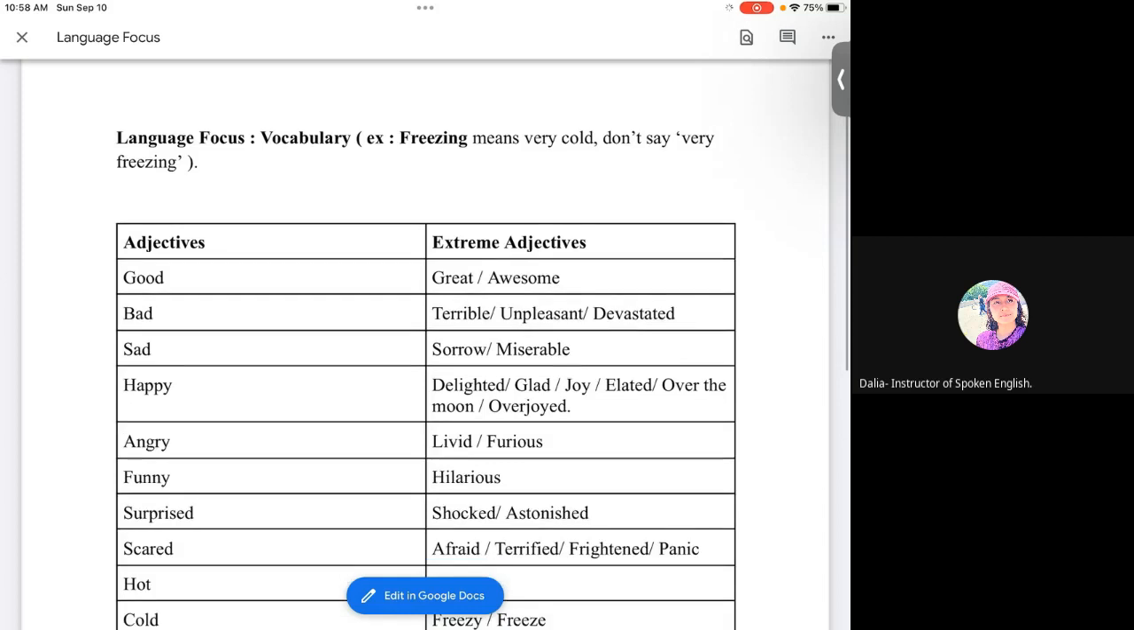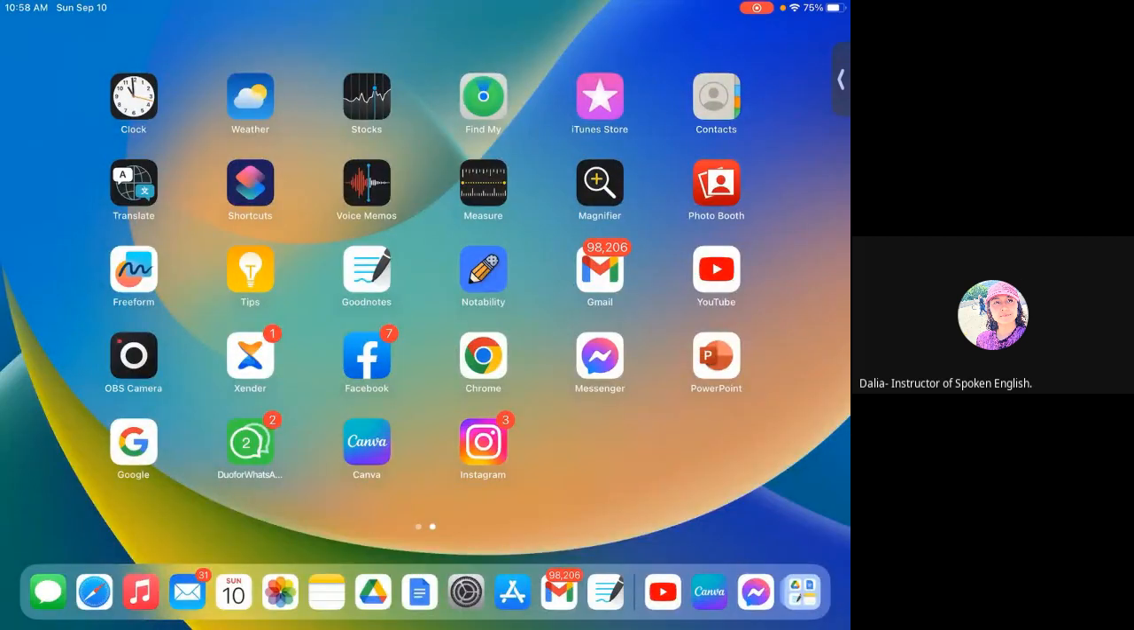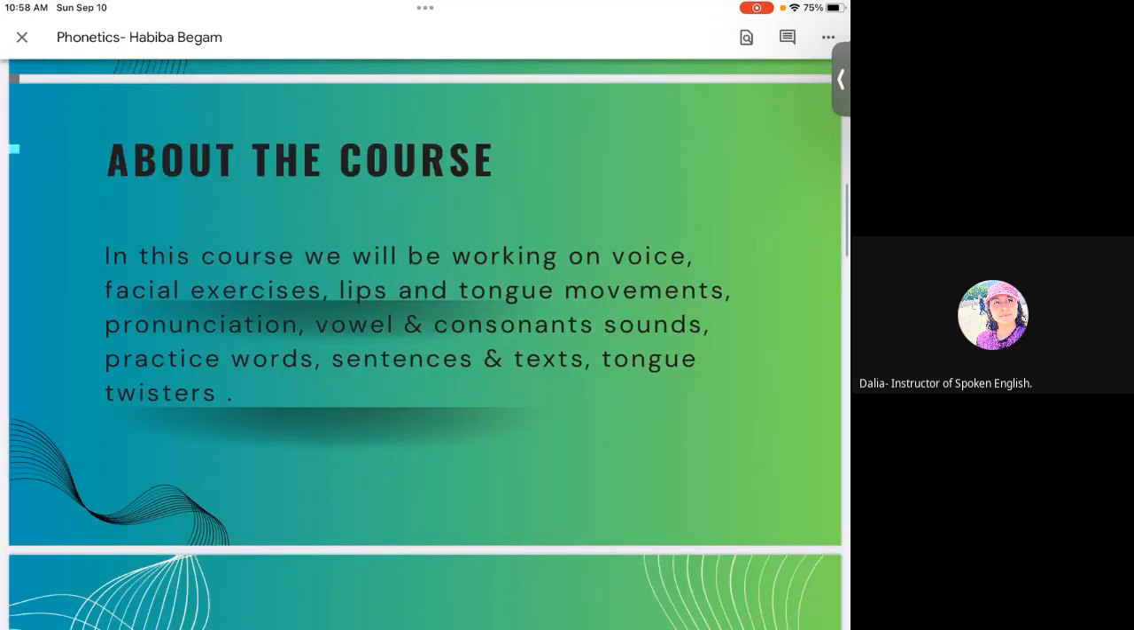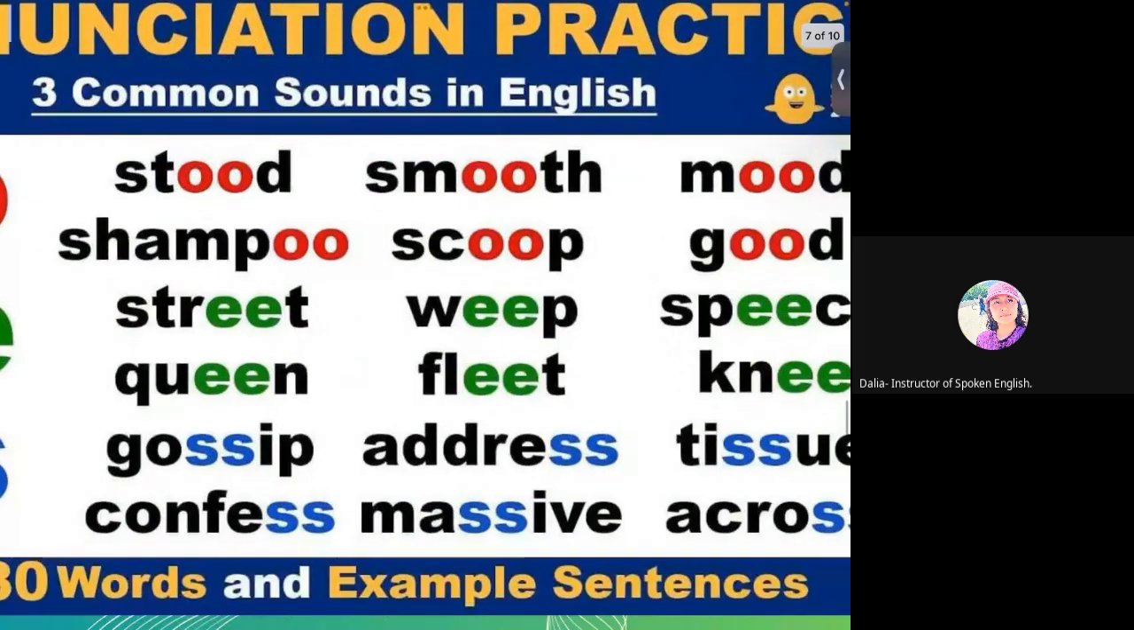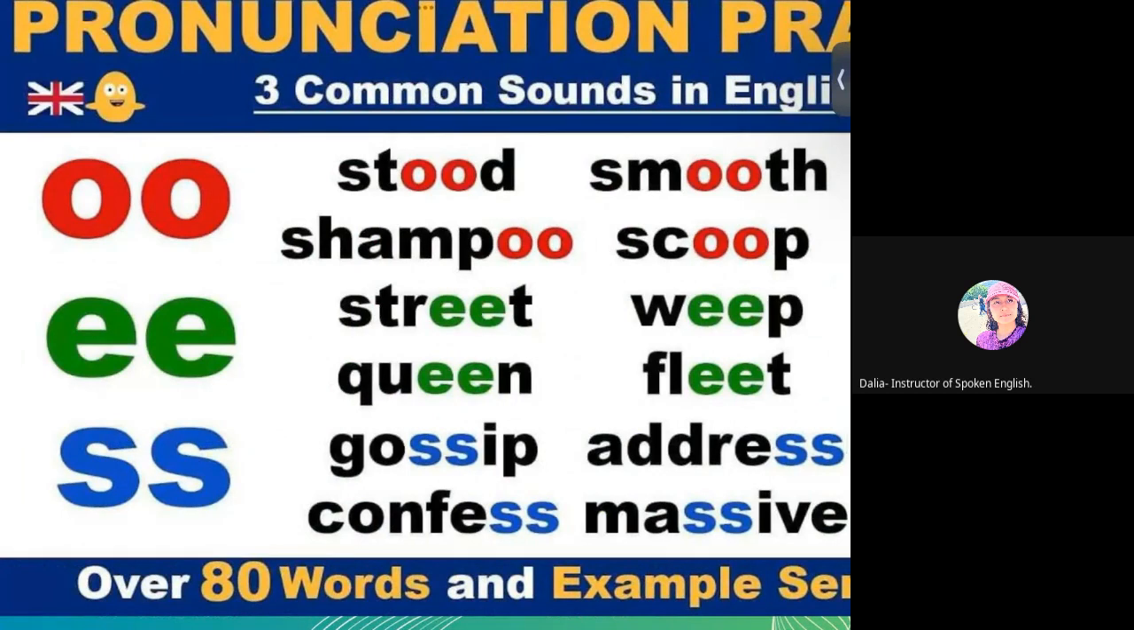Suppose if I show you this page, that would be pretty more helpful for you. If you look at this page, you can see here OO, EE, right? So O means wood, like short oo sound. Stood. Smooth. Shampoo. Scope. EE is a long sound. Straight. Wave. Okay, all right. There is no sound beyond this, simple.